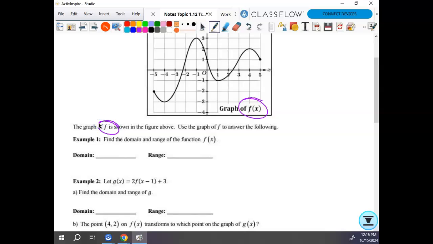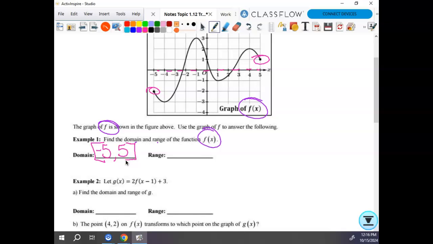And then it's asking me to find the domain and range of F, which means I want the domain and range of the graph, not of something else. So again, make sure you're paying attention to what's what. So domain, those are my x's. Where does my domain start? Negative 5. And that is a point, not an arrow, right? So that's why it's not negative infinity. But it is closed, so I'm including it. Then I get to use all the x values until I get to 5.